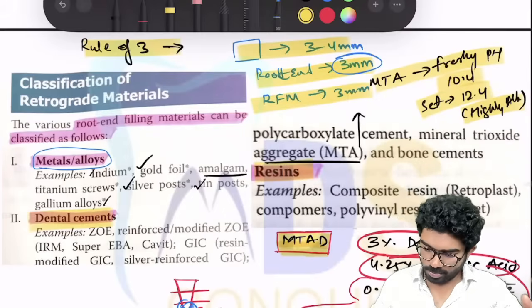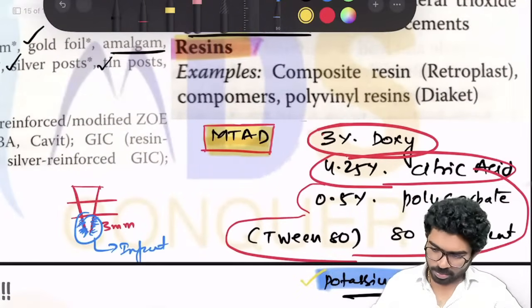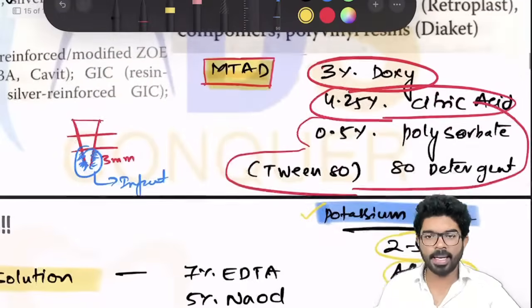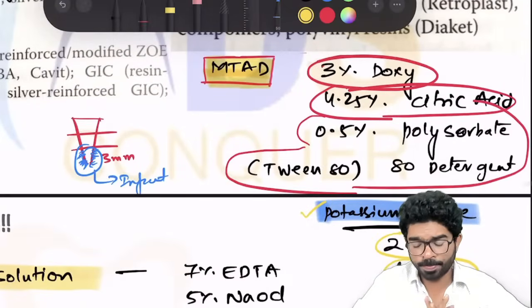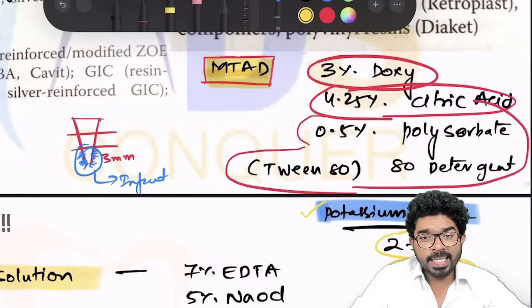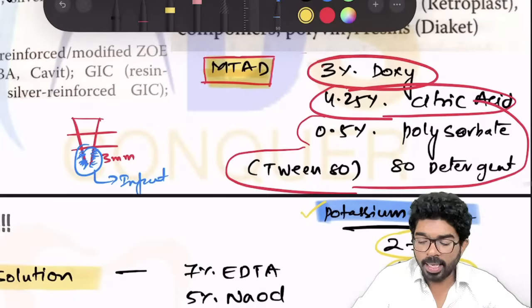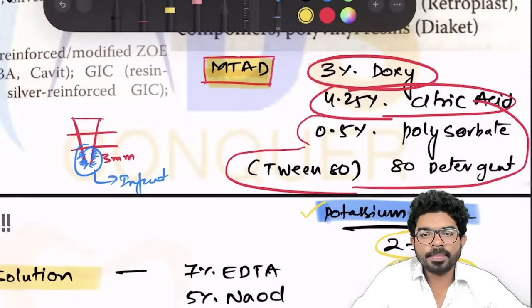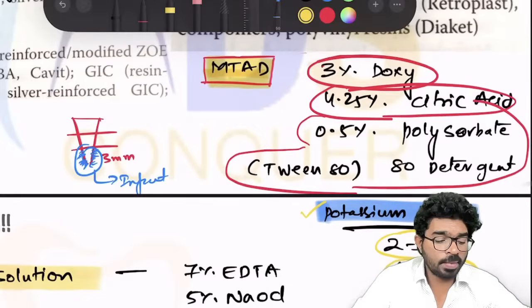I want you to make a note about MTAD. MTAD is again a very, very frequently asked area. MTAD is basically an irrigation solution, which is a mix of tetracycline, acid, and a detergent. The tetracycline is nothing but 3% doxycycline. The acid is citric acid, 4.25% citric acid. And 0.5% polysorbate, the detergent is Tween 80, which is the detergent used in this particular scenario.